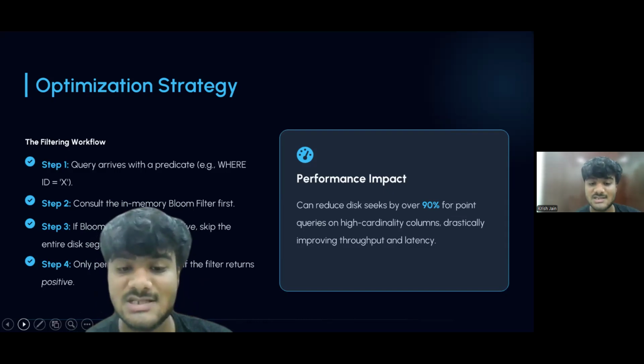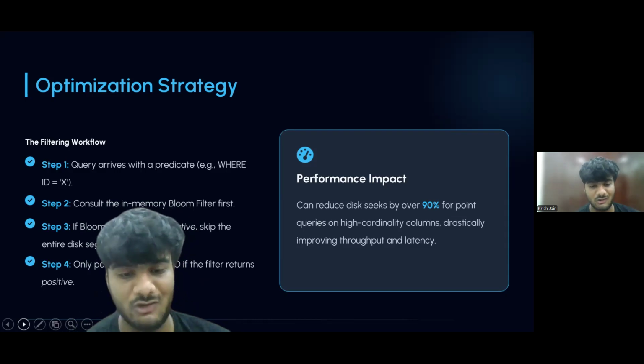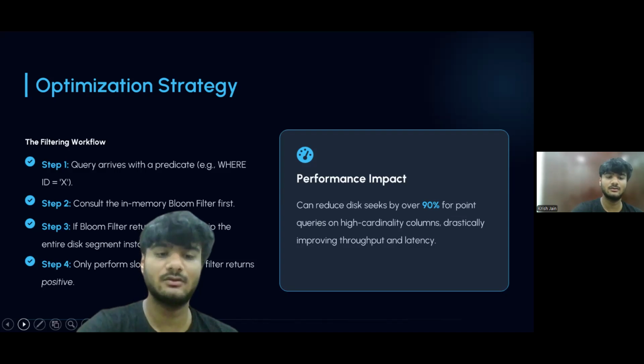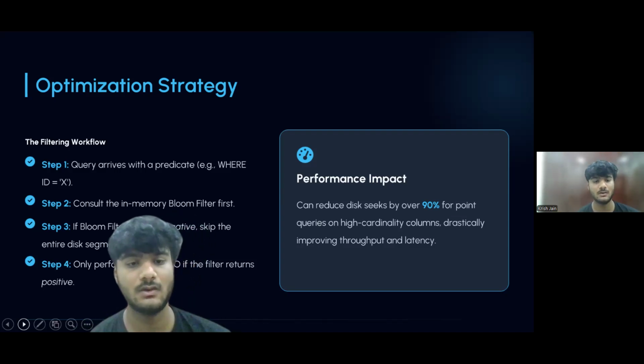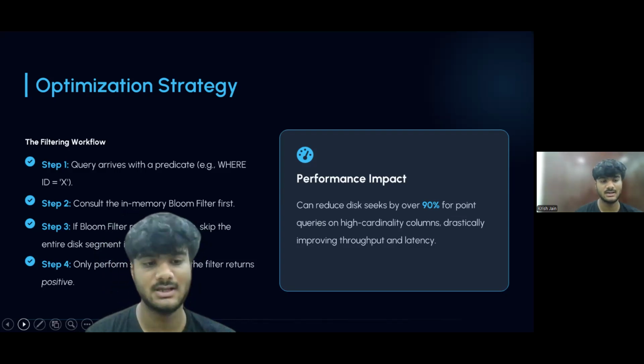This simple optimization can reduce disk seeks by over 90% for point queries on high cardinality columns. As a result, we get faster query response, lower latency, higher throughput. And now let's go to the next slide.